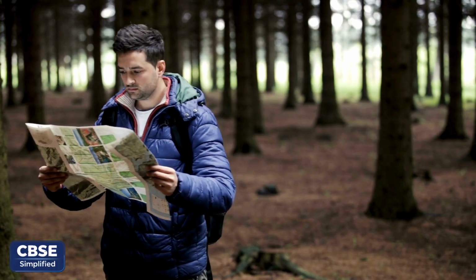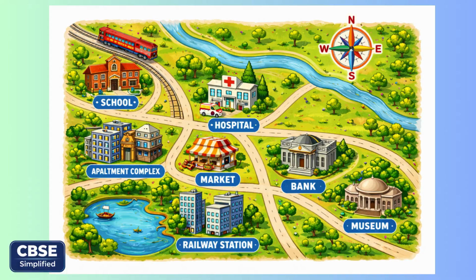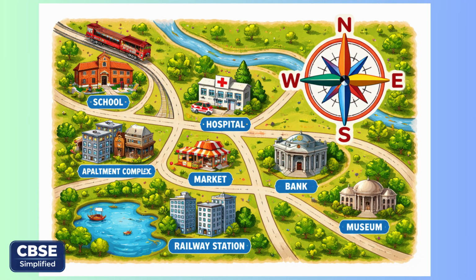Let us now learn about the second component of maps, directions. Look at this map carefully. Do you notice the 4 arrows on the top right? They point to the 4 directions. You must have also seen such arrows on Google Maps applications on a phone. These arrows point to 4 directions.